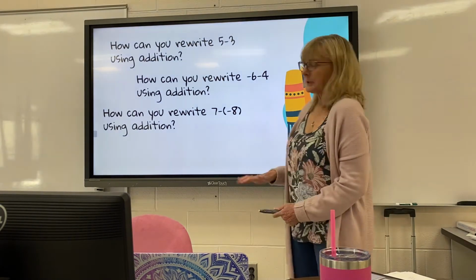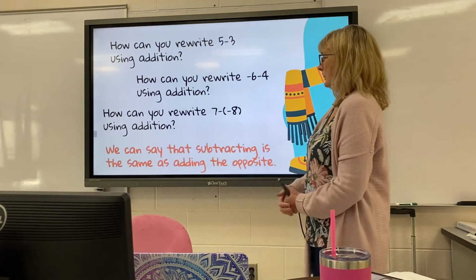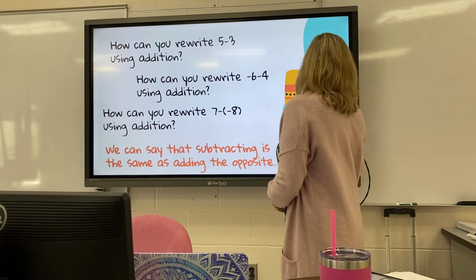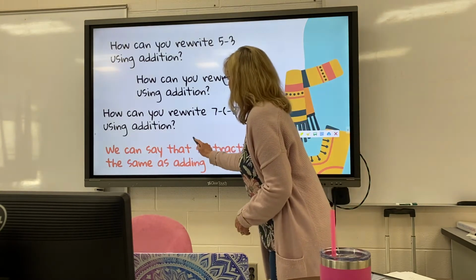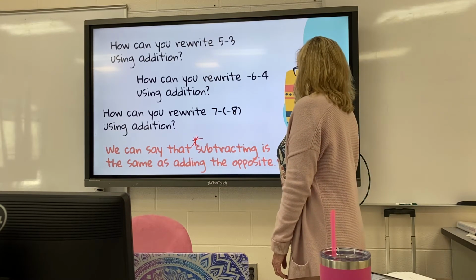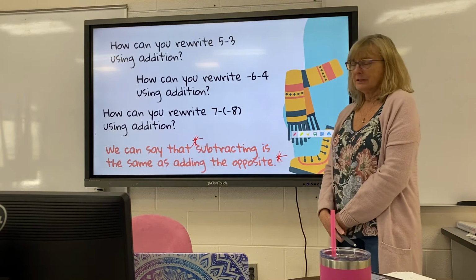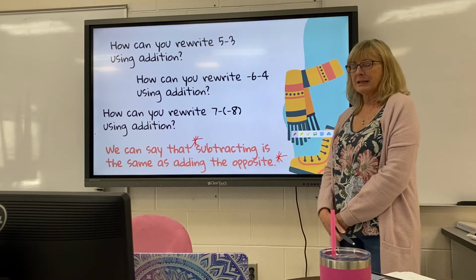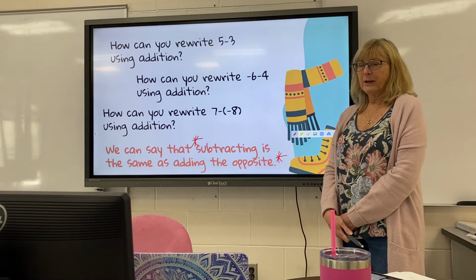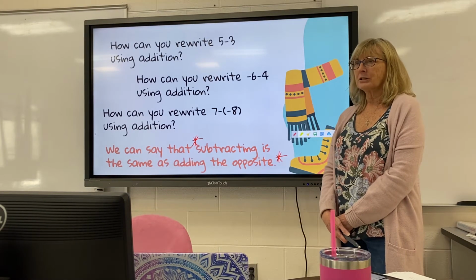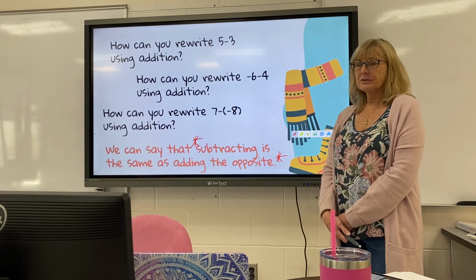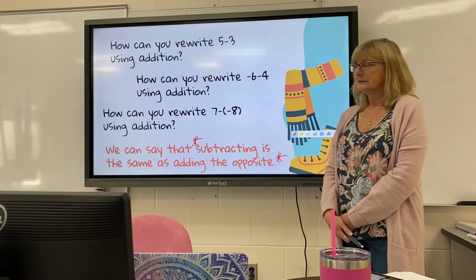Okay, so this is what I want you to write down in the notebook somewhere. We can say that subtracting is the same as adding the opposite. I want you to start right here. Subtracting is the same as adding the opposite. Write that down. And we are going to change all subtraction to adding the opposite so that we don't lose negative signs.